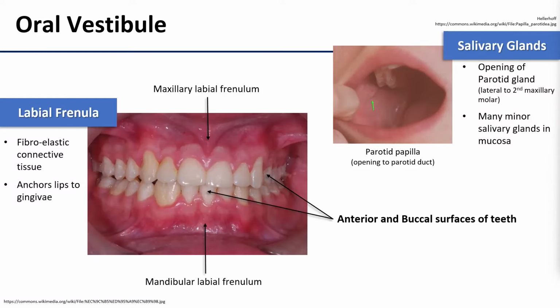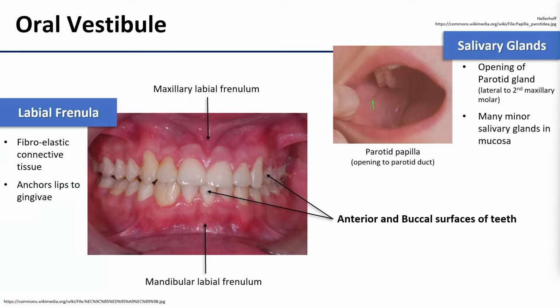All right, so let's take a look at the structures present in each subdivision in a little bit more detail. There aren't many big structures that jump out at you in the oral vestibule. Most of this is just an empty space. What we do see here are some specializations of the gingivae. So we have two labial frenula. So a maxillary labial frenulum superiorly and a mandibular labial frenulum inferiorly. These are folds of fibroelastic connective tissue covered by mucosa that help to anchor the lips to the gingivae.